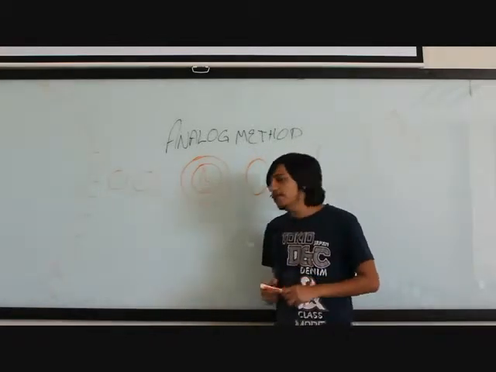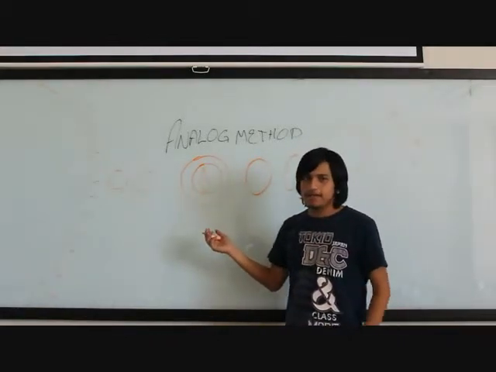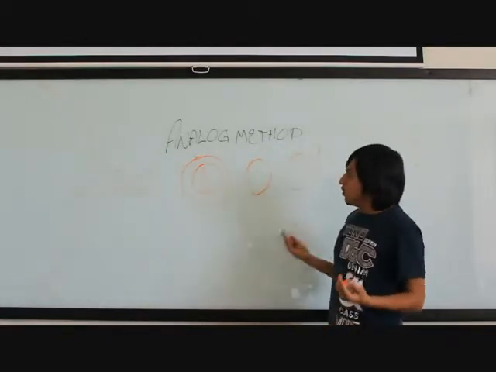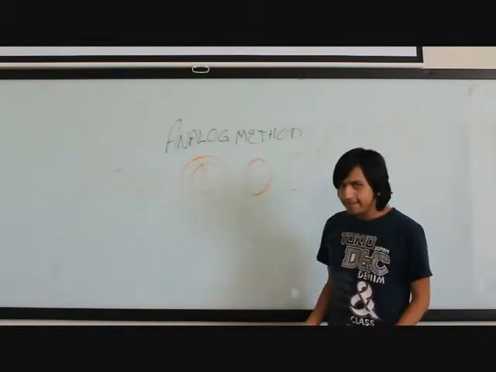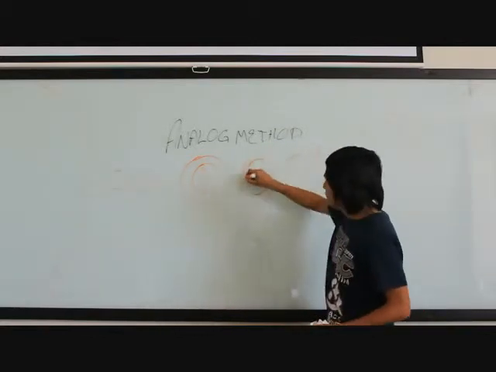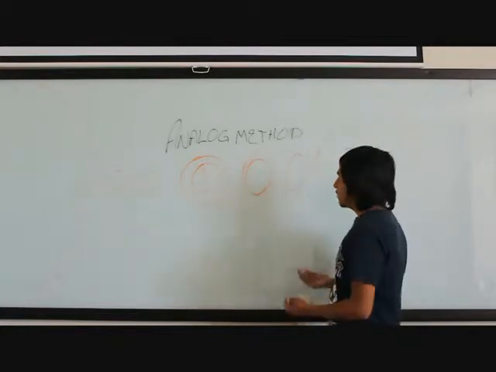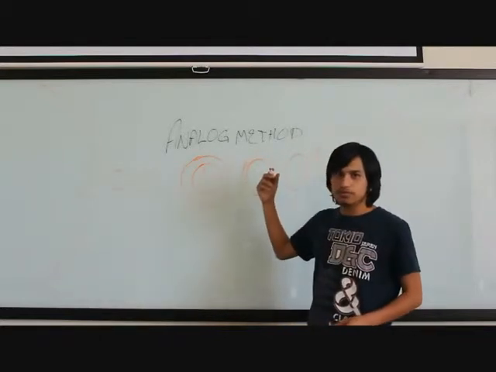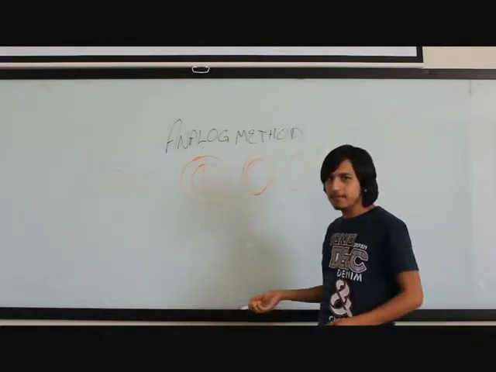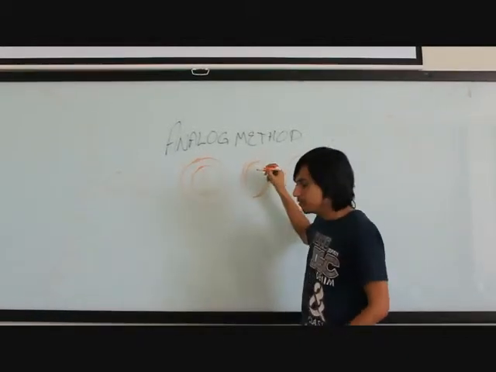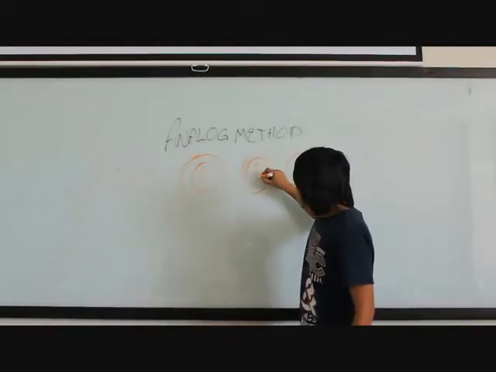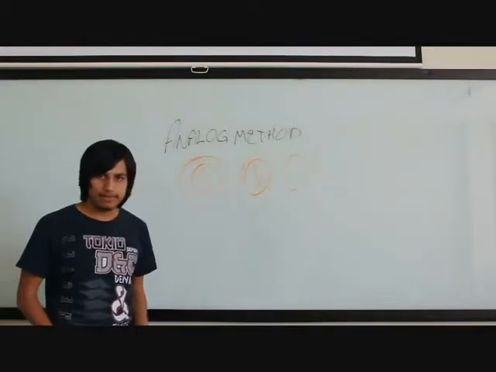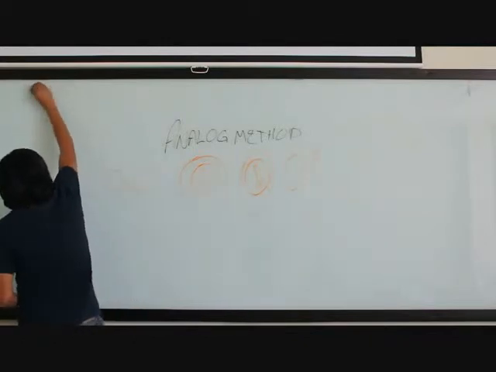So, if on the Earth there is life, the analog method says that since Mars is a planet and has an atmosphere, the analog method supposes that Mars has to be like Earth too. Okay, I'm going to explain another example.